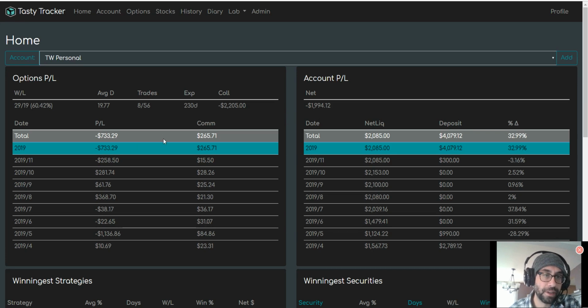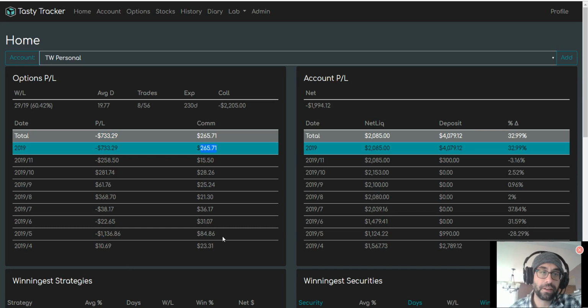So the little table below that is the P&L for each month, and then it will sum it up for the year, and then it will also sum up the commissions for you and then give you an all-time total. So you can go back through and see some months have been better than others, but currently I'm sitting at negative 733 for this account. Obviously most of that came from 519. But 265, that's a pretty large number.